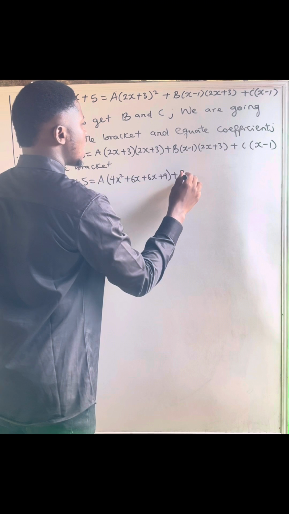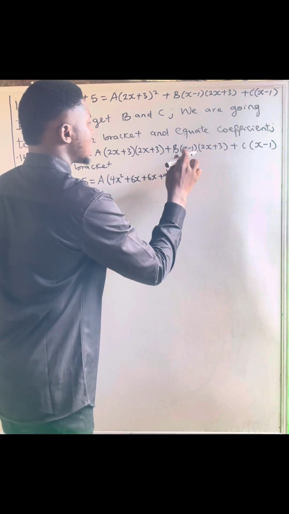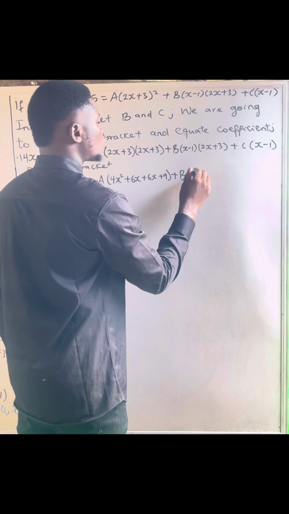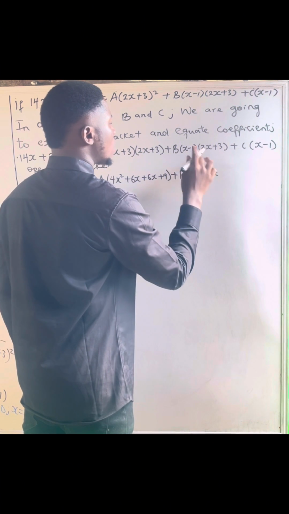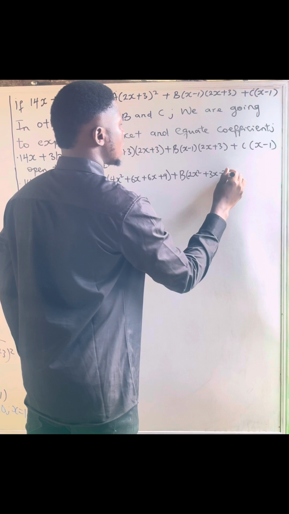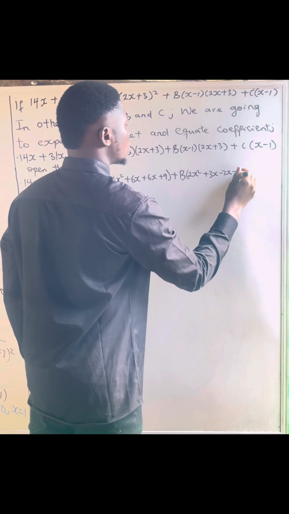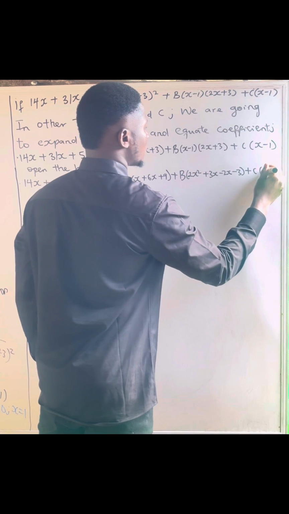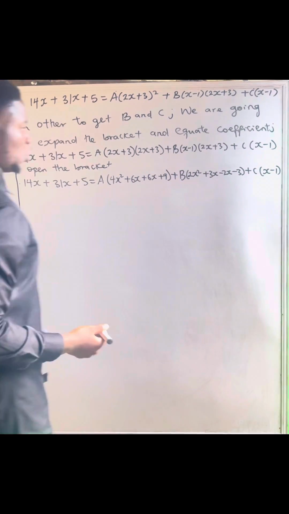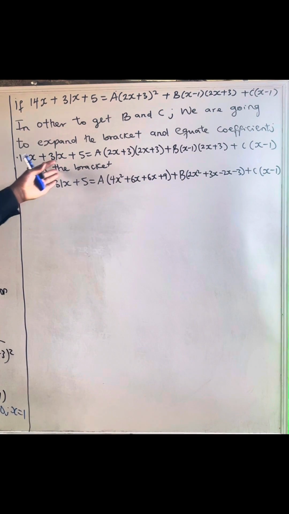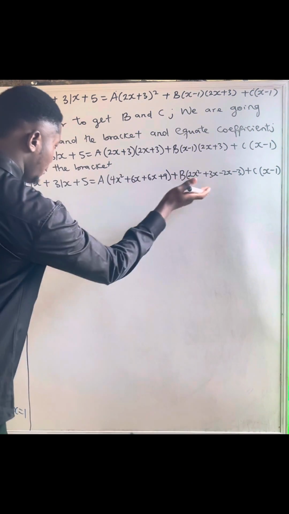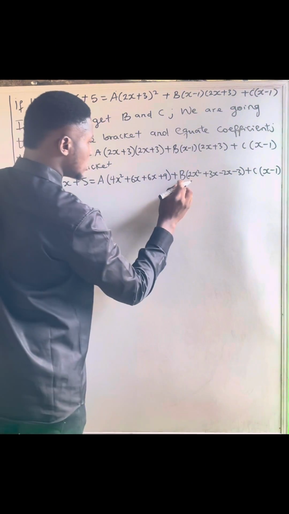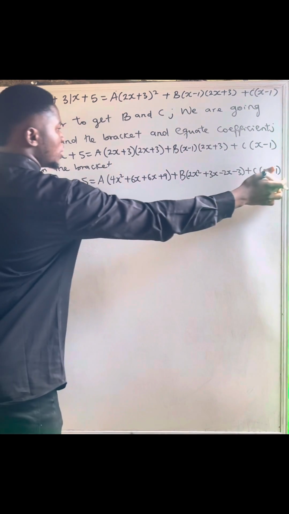Okay, plus B. I'll use this one to open the bracket here. What is x times 2x? That is 2x squared. What is x times 3? That is 3x. What is minus 1 times 2x? Minus 2x. What is minus 1 times 3? Minus 3. Plus C, x minus 1. So what I did is I opened the bracket by expanding it. After that, I will then use this A to open the bracket, use this B to open this bracket also, and use this C to open the bracket also.